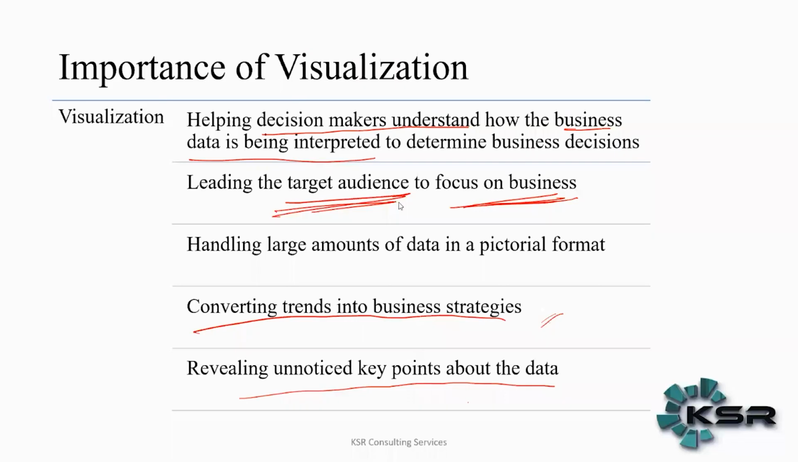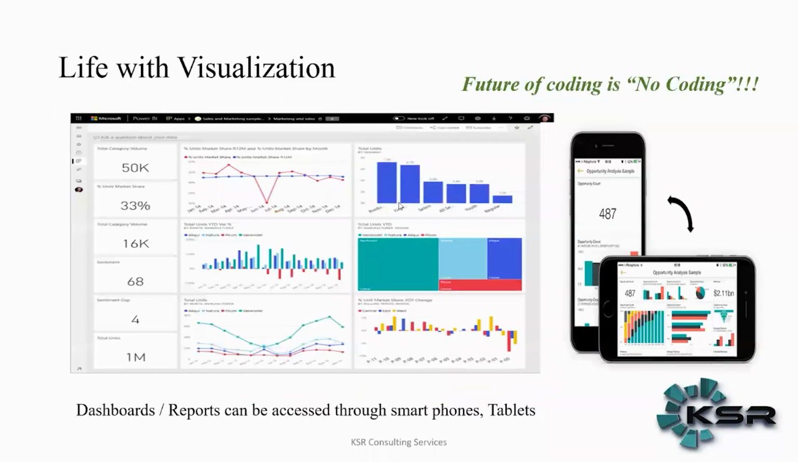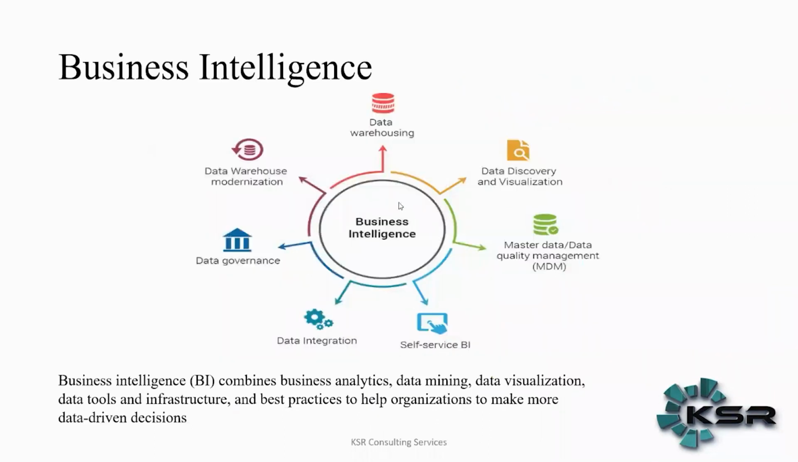Okay, you said about visualization. I got to know about the importance of visualization. What's next? Not only can you see this visualization on the desktop, you can also see this form of visualization across all the gadgets like mobile, tablet, everything. So how is that possible? What exactly is the concept behind this? To know that, first you should understand what is business intelligence.